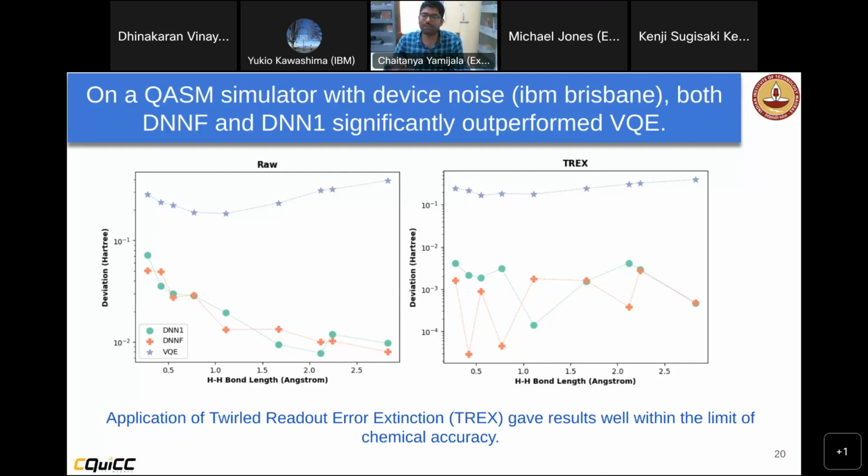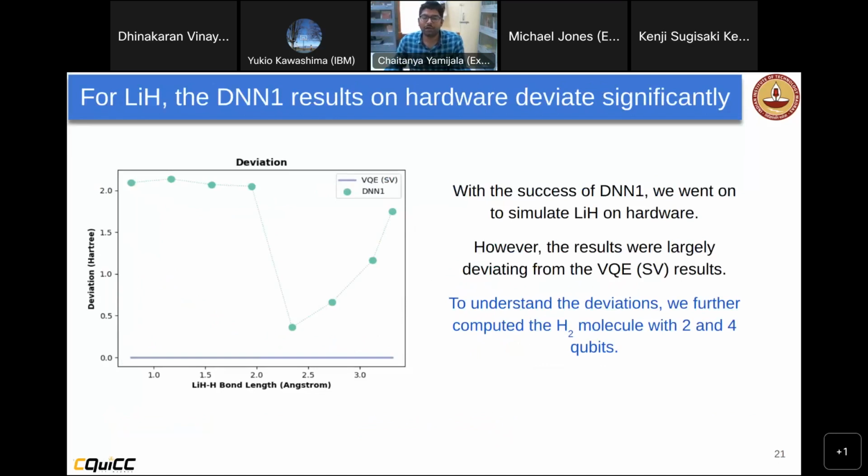Again, with this result, we went on and tried for the LiH. However, for the case of LiH, as you can clearly see here, the differences are actually very huge. They are on the order of 0.1 or more Hartree. So although we thought that DNN1 would give us the best results, we could not get that.